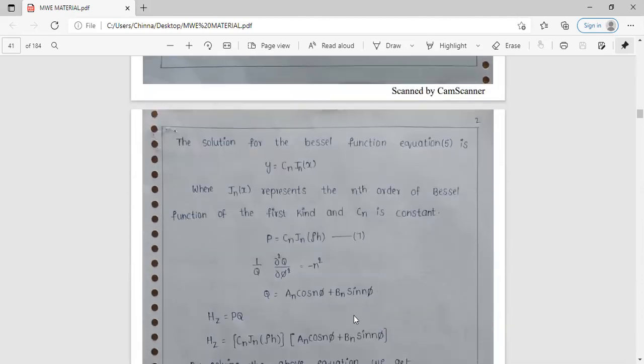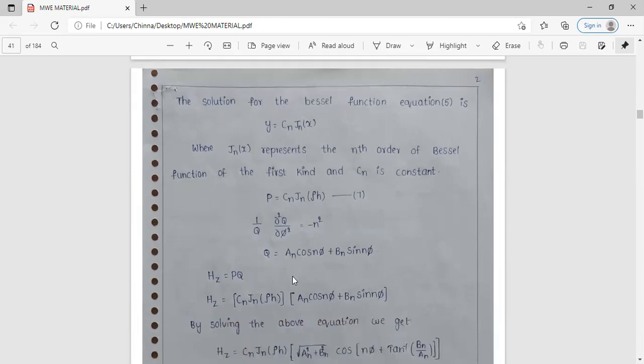So for Q, we have 1 by Q into dou square Q by dou phi square is equal to minus n square. So Q is equal to, we can write, An cos n phi plus Bn sin n phi.